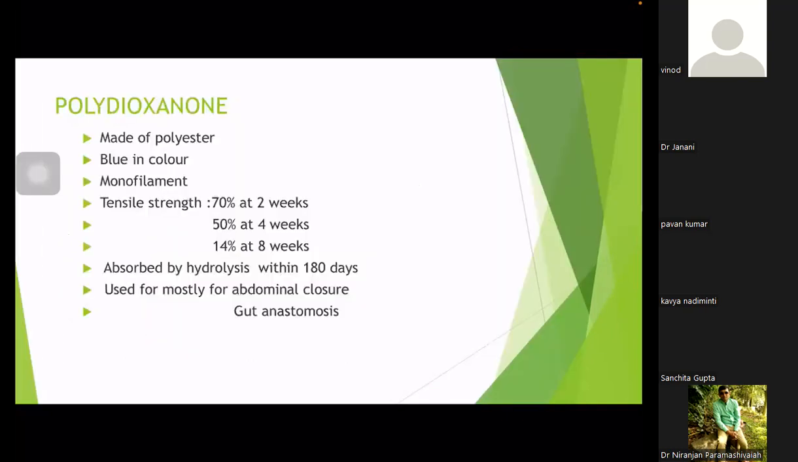Polydioxanone. It is a polymer of polyester, which is blue in color, and it is a monofilament material. It is absorbed by hydrolysis, and as it is a synthetic material, it has less tissue reaction. It is used mostly for abdominal closures and gut anastomosis, as it has a long absorption life of around 180 days. Its tensile strength is 70% at 2 weeks, 50% at 4 weeks, and 14% at 8 weeks.